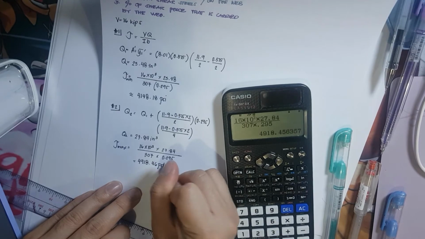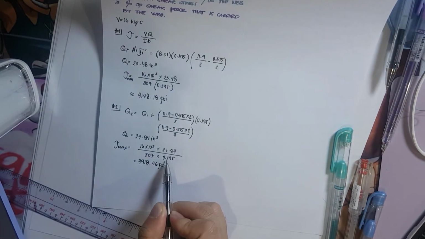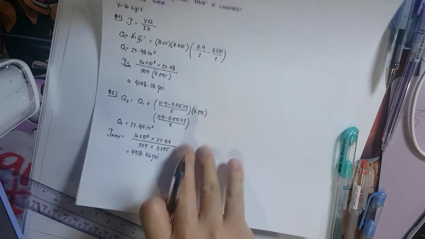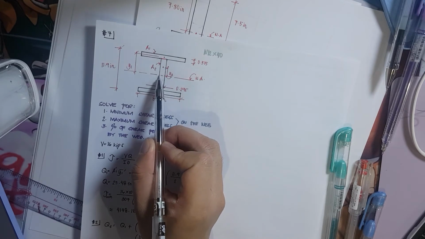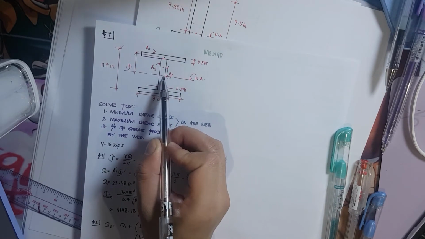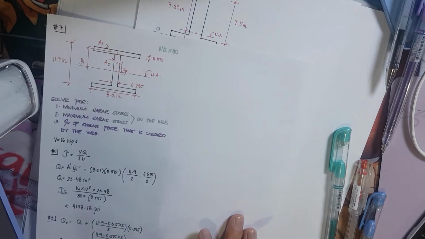4,918.46 psi. So for those of you who are wondering why am I still considering the 0.295 as the thickness or the B, take note that the maximum shear stress would occur here and the thickness is 0.295. Okay, so that is for part 2.